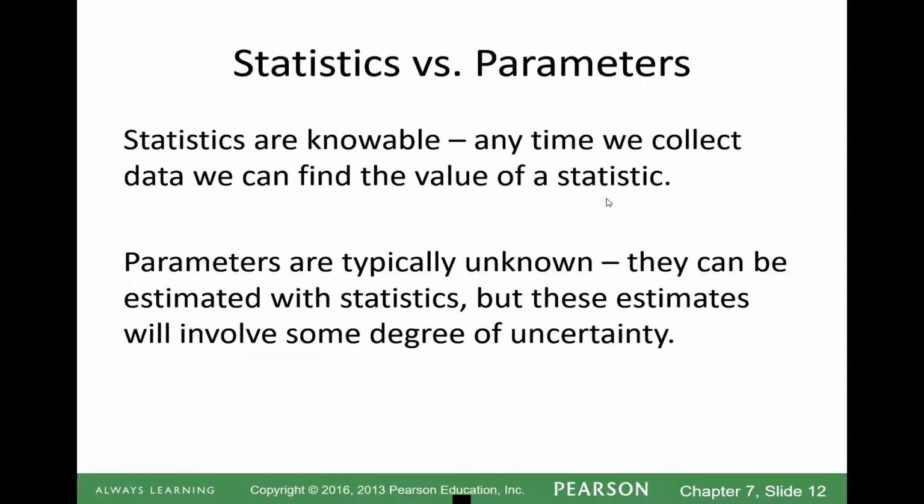Statistics versus parameters. Statistics are knowable. Anytime we collect data, we can find the value of a statistic. Parameters are typically unknown. They can be estimated with statistics, but these estimates involve some degree of uncertainty, depending on how the data is collected.